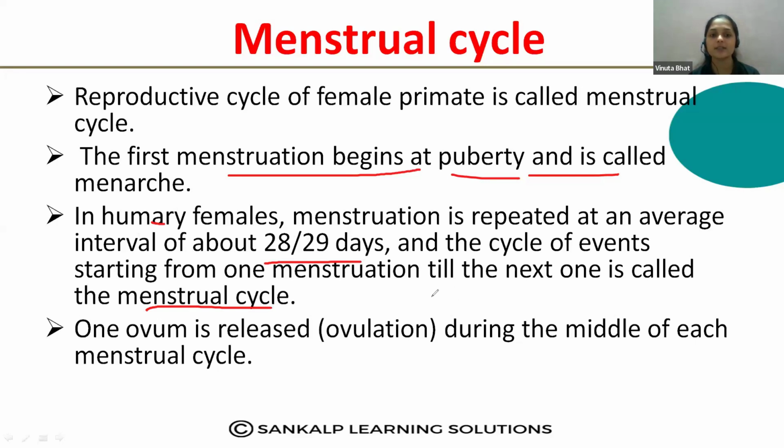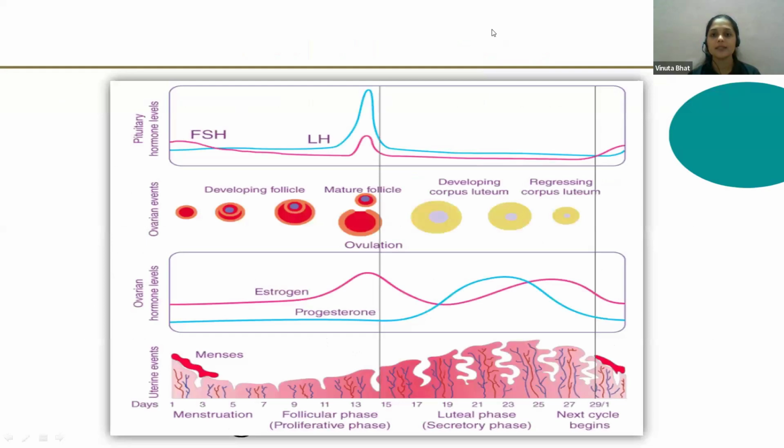The events that occur in the menstrual cycle, that we are studying in this topic. And in the menstrual cycle, one ovum is released during the middle of each menstrual cycle. Okay. Here, this diagrammatic representation shows the different phases of the menstrual cycle.